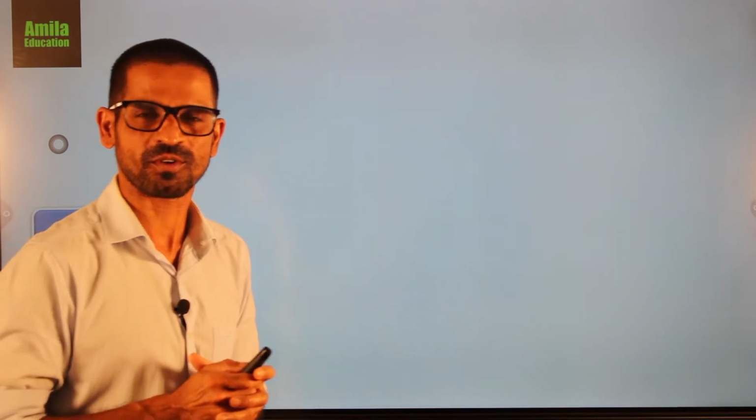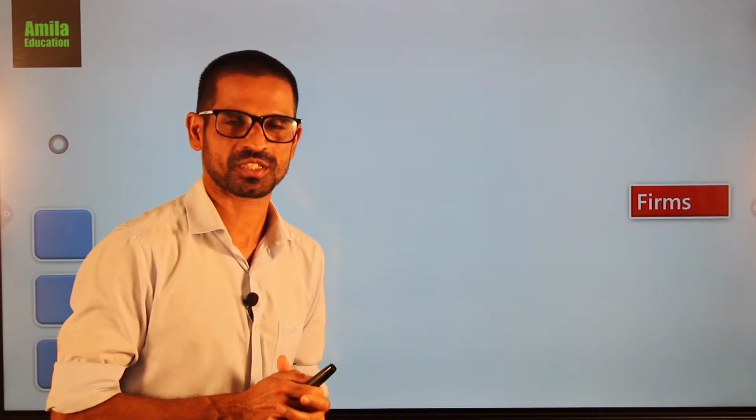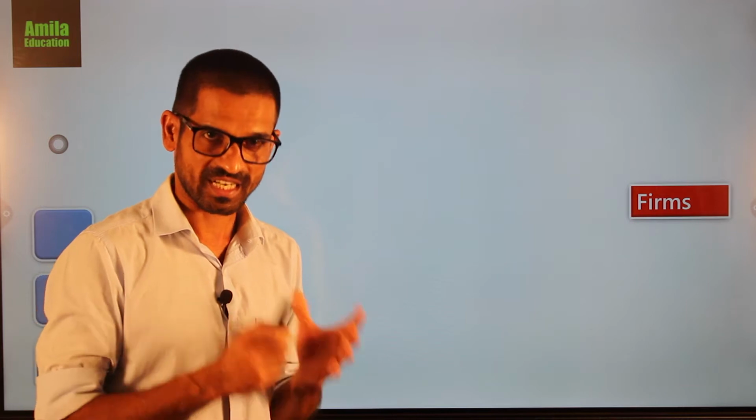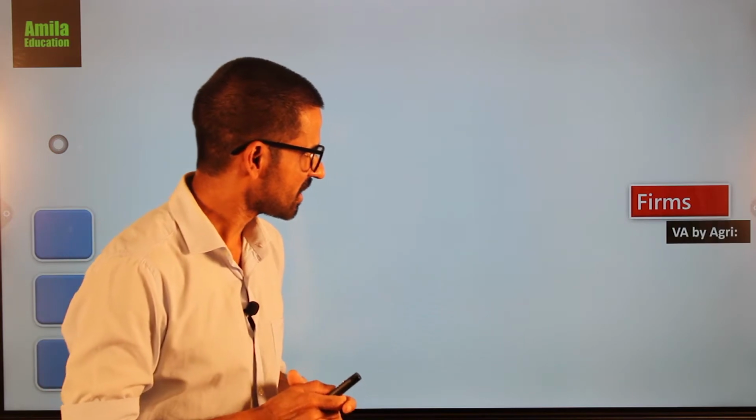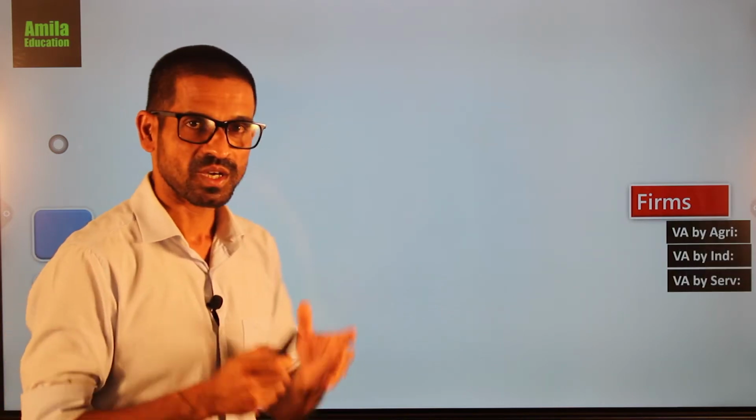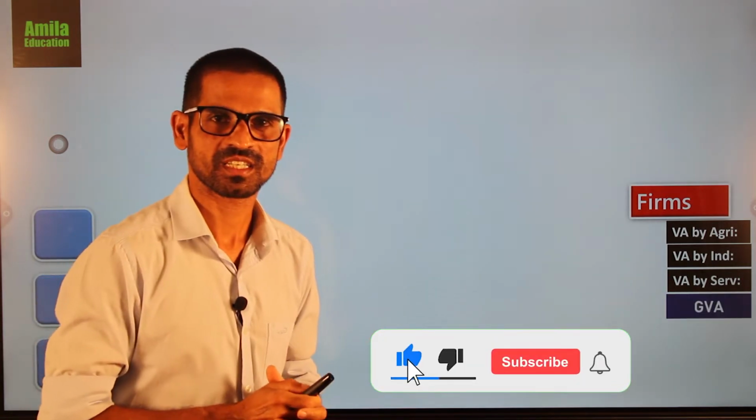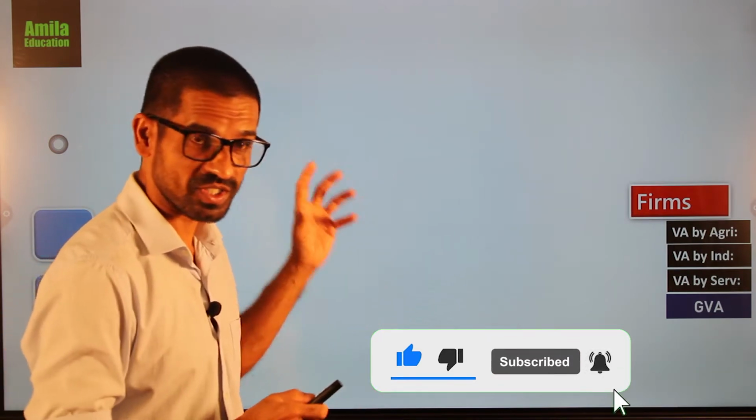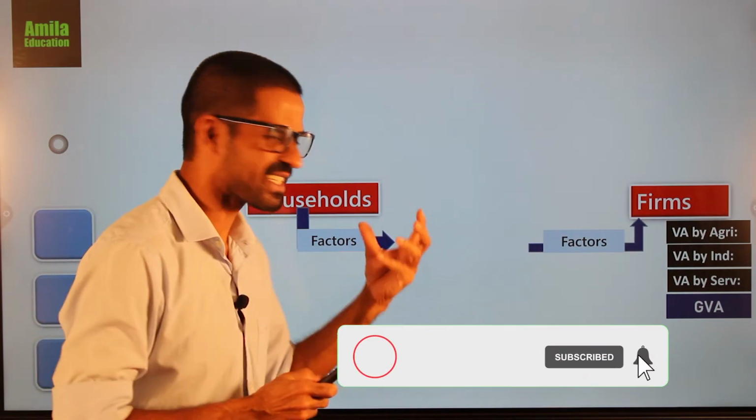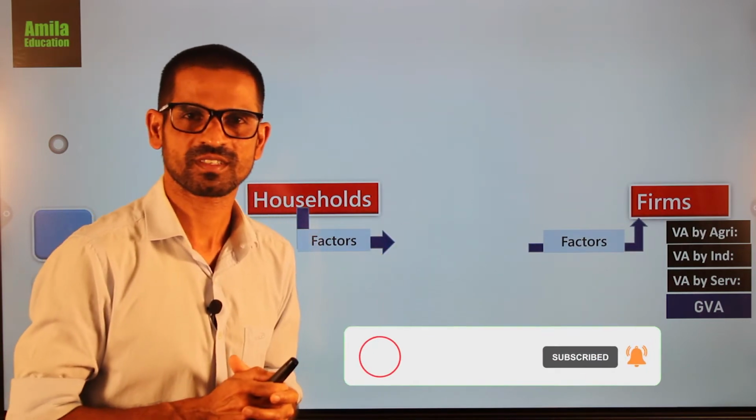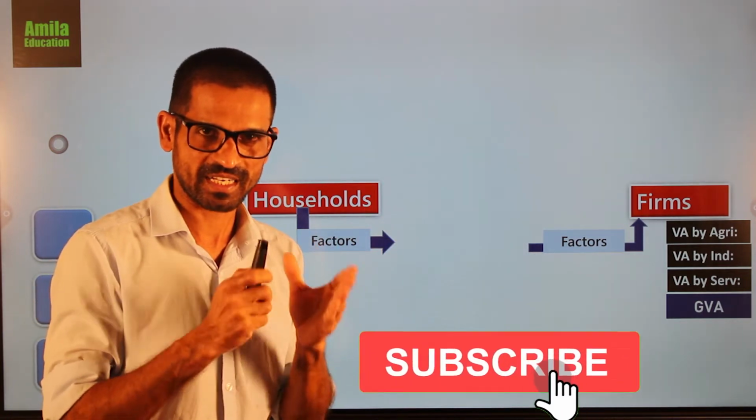According to the circular flow of national income, the firms in three activities, namely agriculture, industry and service, produce gross value added by using factors of production from households. Factors of production such as land, labor, capital and entrepreneurship.